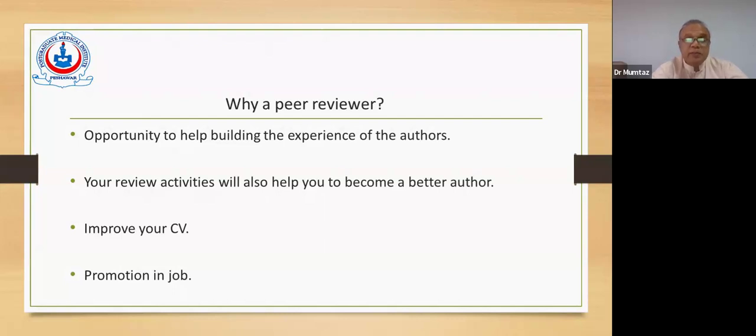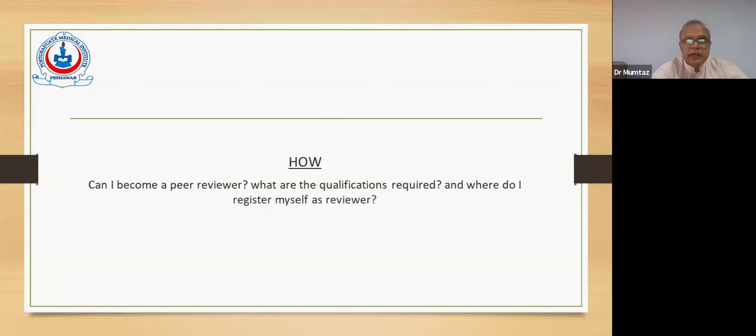Another purpose is to improve your CV, and some people may need it for a promotion in their job. Okay, how can I become a peer reviewer? At the moment, in our setup, people will contact those working in a journal, asking, please assign me an article for review. Otherwise, I have not seen another method, but there are so many ways.